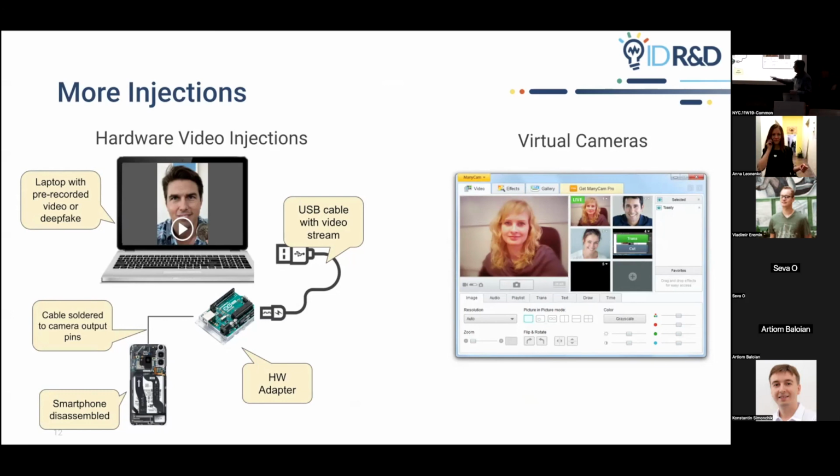And a more sophisticated injection is on the left, where a specific hardware adapter is somehow connected to the camera, but this requires a very high level of knowledge of the hardware to implement. The right one is much easier.